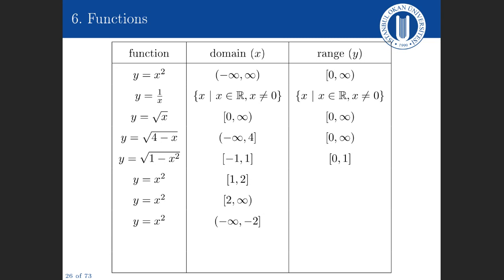What are the ranges here? Well, we could have 1 squared, or we could have 2 squared. So between 1 and 4. If the domain is between 2 and infinity, what are the possible values of x squared? 2 squared is 4, and infinity squared is infinity, so we must be between 4 and infinity.